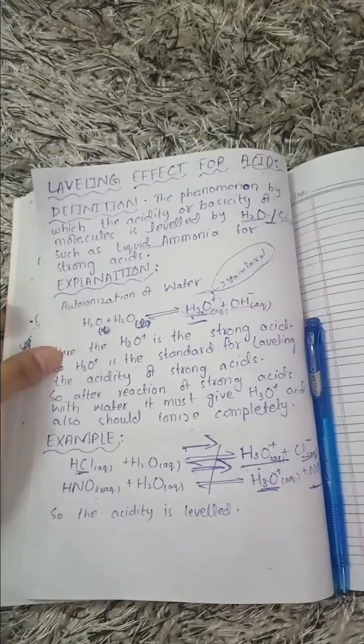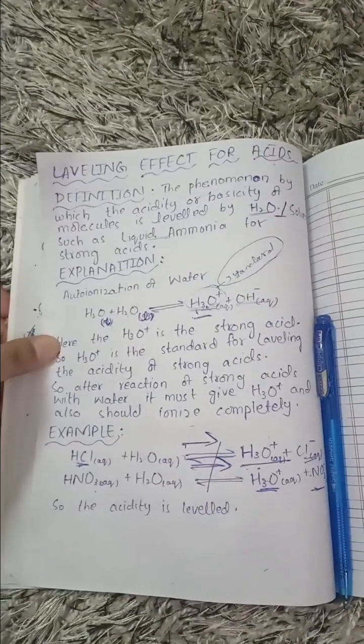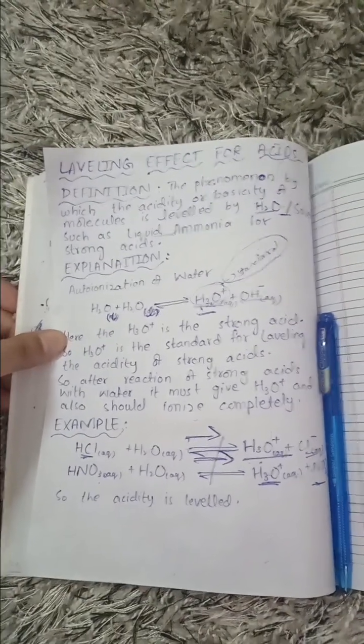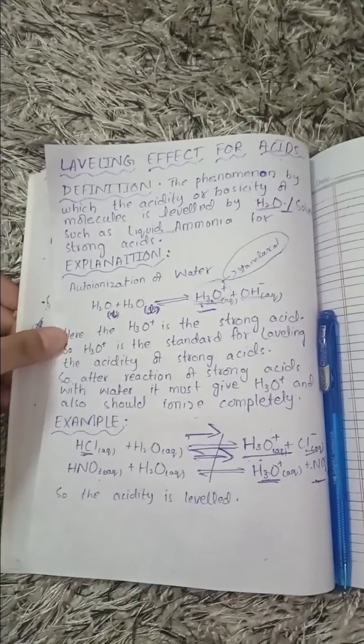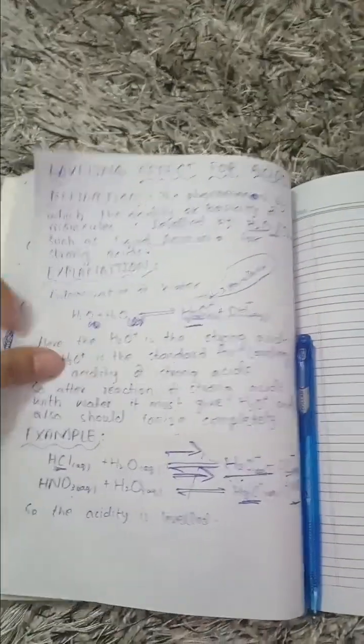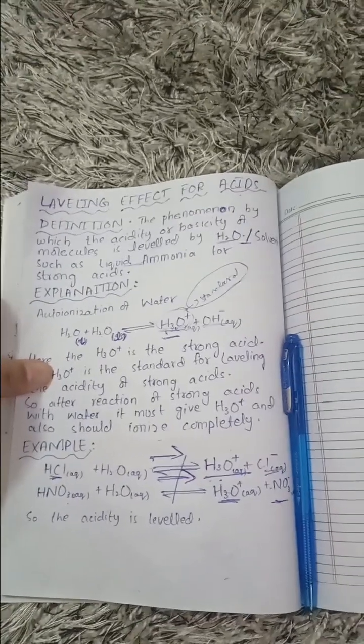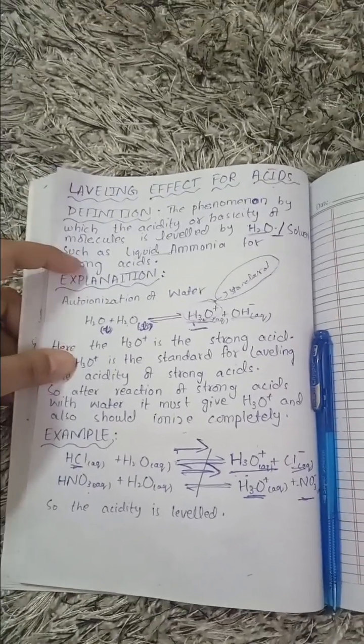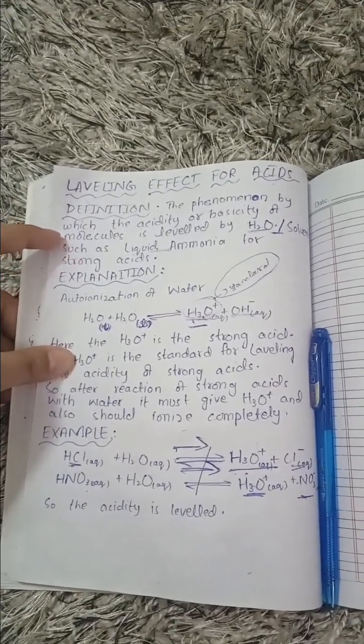Okay, so here we will be studying the leveling effect for acids. The definition is the phenomenon by which the acidity or basicity of the molecule is leveled by H2O. It's not basically H2O, it's any solvent. Okay, it's a solvent, but H2O is one of the example solvents, such as liquid ammonia for strong acids.